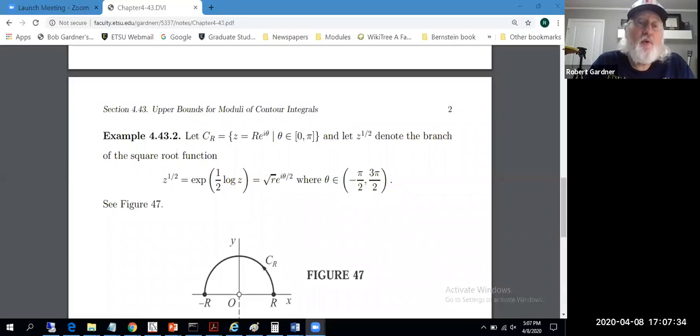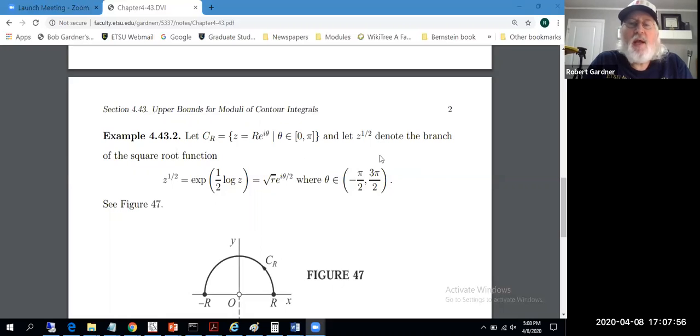Okay, and a second example from this section, example 4.43.2. We'll take the contour to be C sub r, z equals r e to the i theta, theta ranging from 0 to pi. So this is the upper half. It's the upper half as shown in figure 47, the upper semicircle of a circle of radius r.